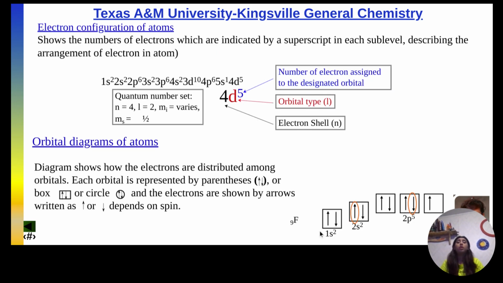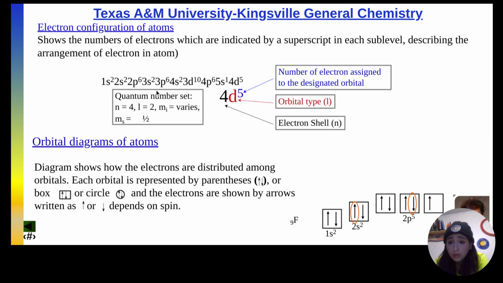Then moving on to the electron configuration of atoms and the orbital diagram of atoms, we're going to be going over two different ways that atoms are shown on paper. This shows the number of electrons, the electron configuration of atoms. It shows the number of electrons, indicated by the superscript in each level, describing the arrangement of electrons in an atom. So here's our arrangement.